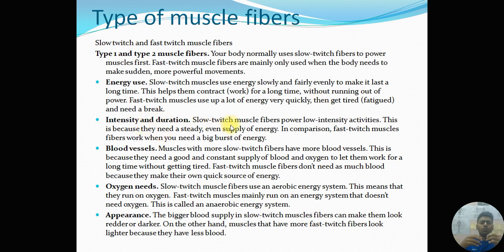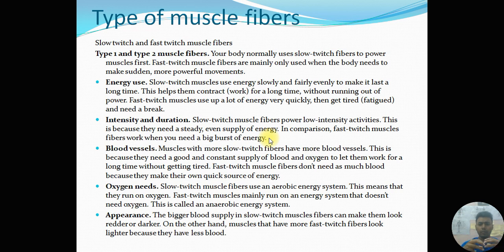Intensity and duration. Slow twitch muscle fibers power low intensity activity. This is because they need a steady, even supply of energy. In comparison, fast twitch muscle fibers work when they need a big burst of energy. As I have already explained, the intensity of the work has to be low or massive. So slow twitch muscle fibers work on low intensity workouts, like a long distance run, slow and steady cardio, running a marathon slowly, or walking. That is when you're using slow twitch muscle fibers, where the intensity of the work is less.